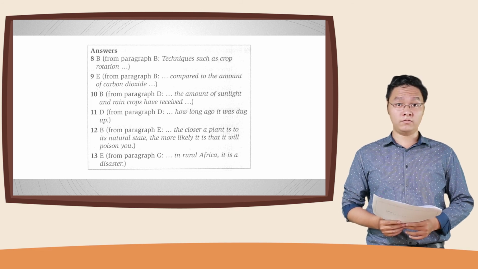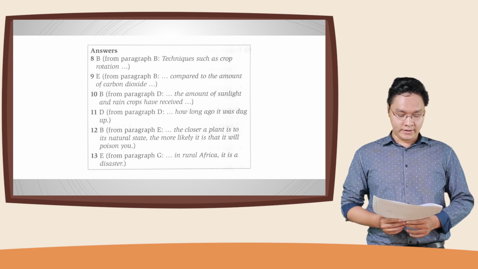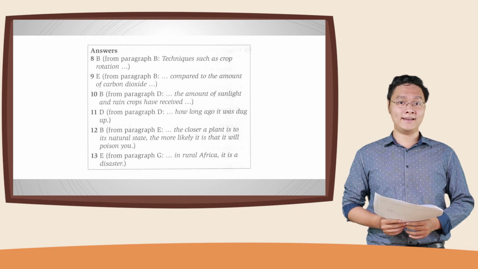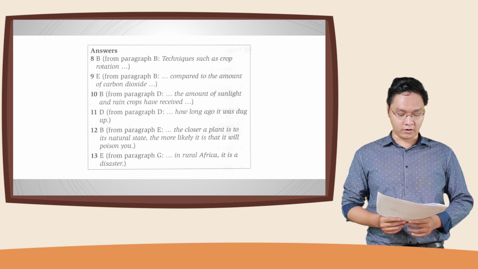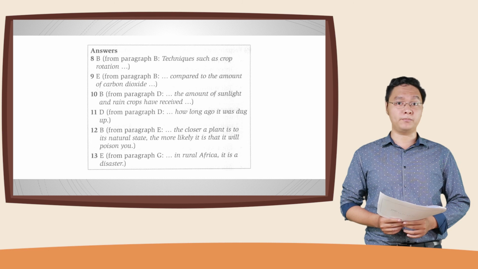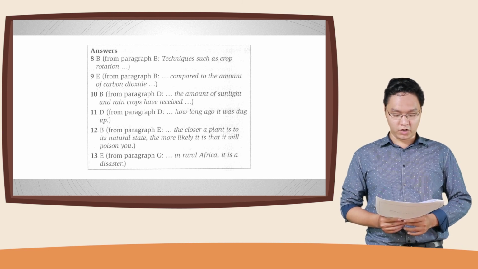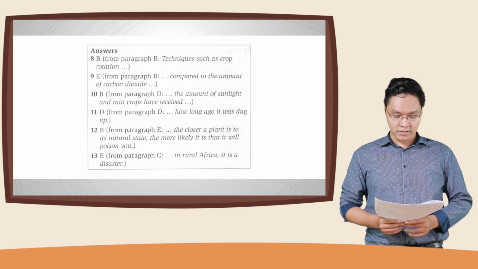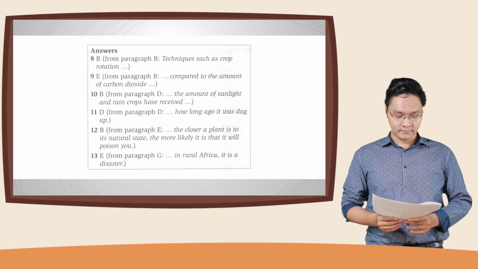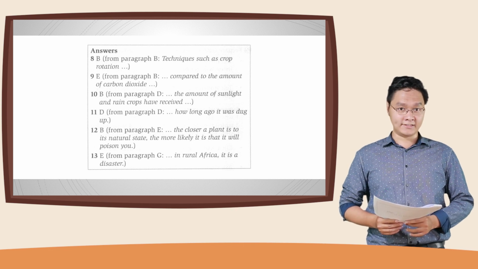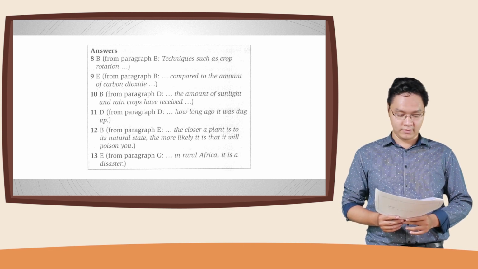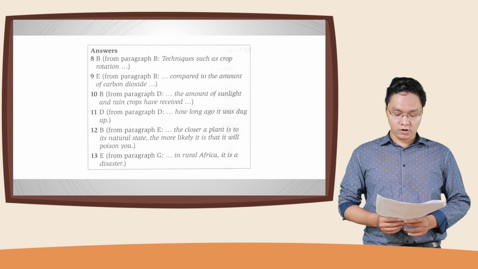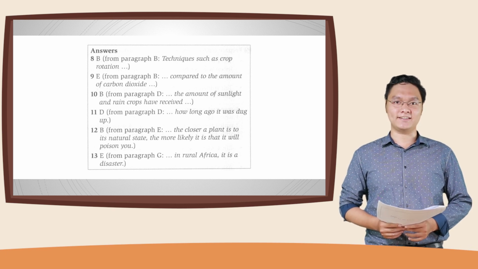Question 12 and 13, we have the answers of B and E. From paragraph E, you can look for the answer B. The closer a plant is to its natural state, the more likely it is that it will poison you. And then to find the answer for E, take a look at paragraph G. In rural Africa, it is a disaster.